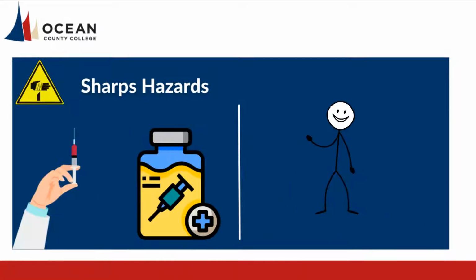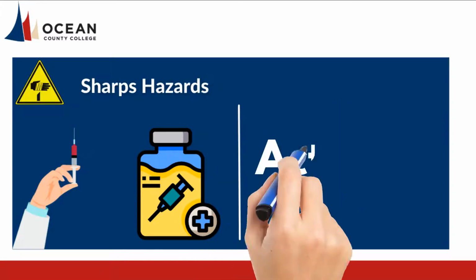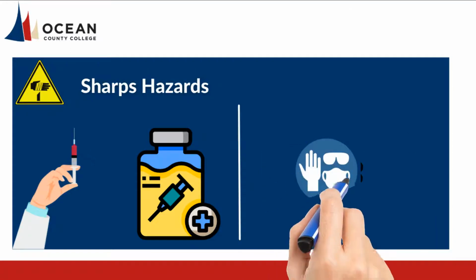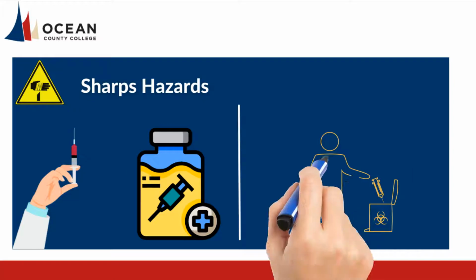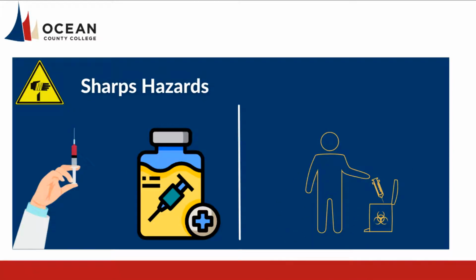Sharps hazards including needles, lancets, and broken glass are the most common hazards you will encounter as a phlebotomist. Actions to prevent injuries include using the safety engineering features as specified for the device you are using, and disposing of sharps in a puncture-resistant container immediately after activating the safety feature.